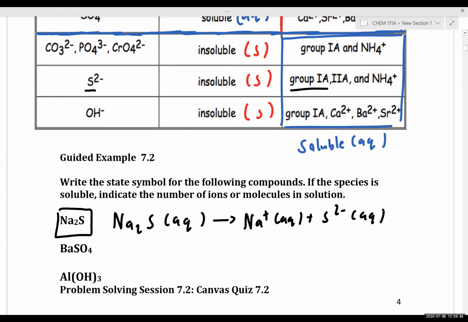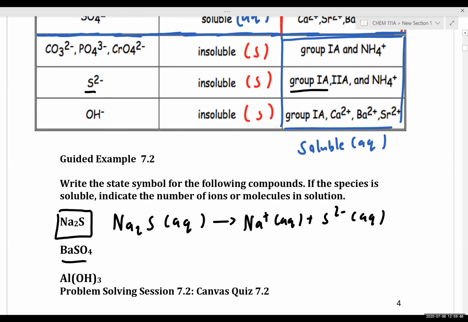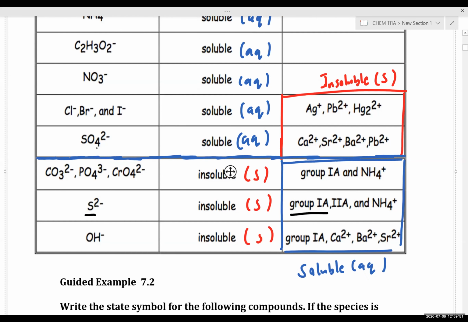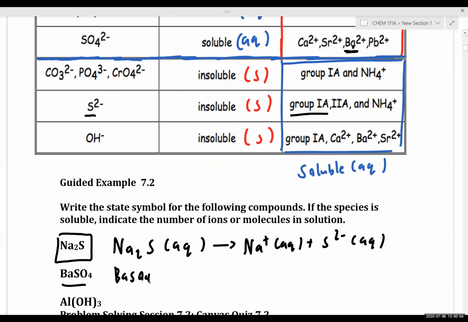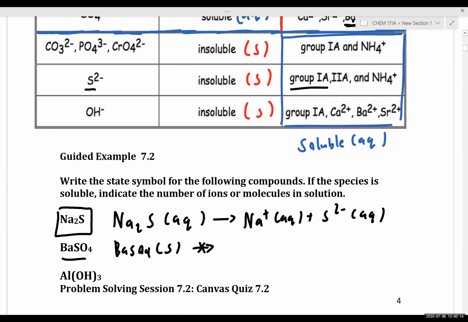And let's look at barium sulfate. If I go to the sulfates, most sulfates are soluble except calcium, strontium, and barium. Since we see barium as our exception, barium sulfate would be written with a solid symbol, and barium sulfate does not dissociate. One more example, so aluminum hydroxide. Most hydroxides are insoluble. Aluminum is not an exception. So aluminum hydroxide is insoluble and it does not dissociate.